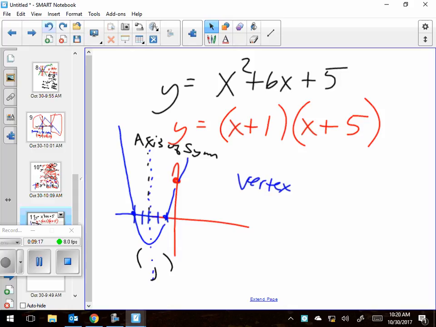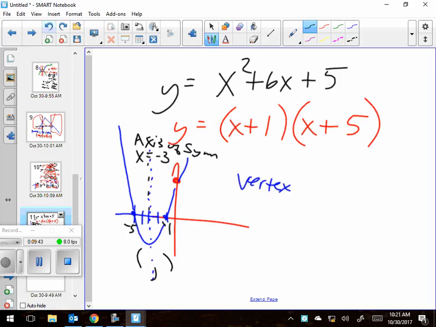Do you know how to do it? I know the answer is -3, but do you know how to do it? To find that axis of symmetry. It's -3. How do you do that? So -1 and -5, and you add them together makes -6, and then you average them, which means divide by 2, which makes -3. You got it.